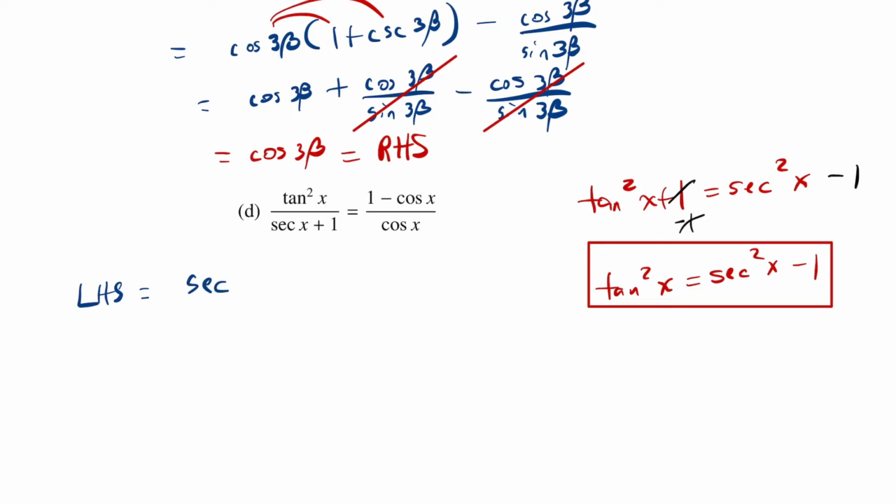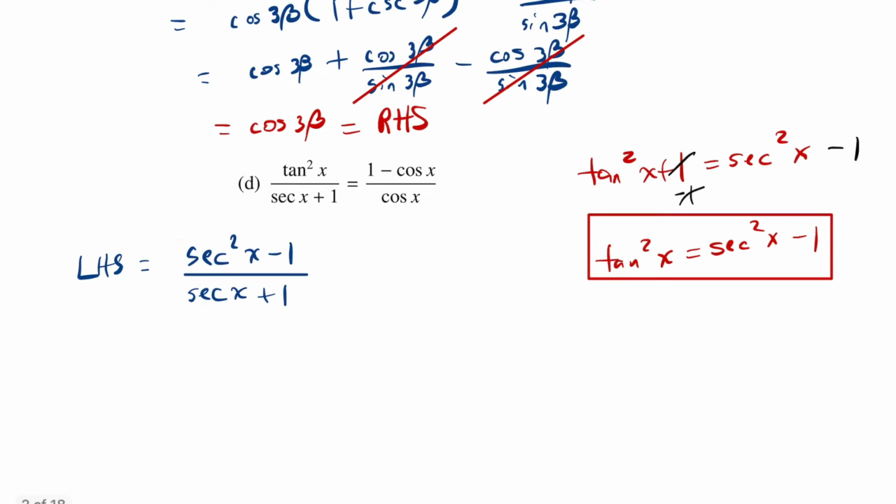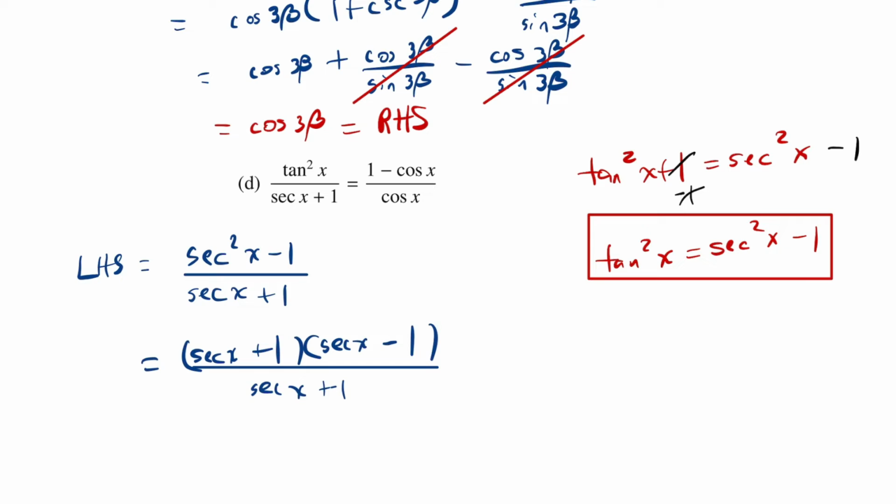And on the bottom, I have secant squared plus 1. So now what I can do is, I know that this is a difference of 2 squares, and so I'm going to factor that. So if you factor it, you get secant x plus 1, secant x minus 1. That's the difference of squares. And the reason I saw that is because I saw the denominator was secant x plus 1. And so I said, if this factors, then I'm going to be able to cancel those 2 factors out. That's exactly what happened.